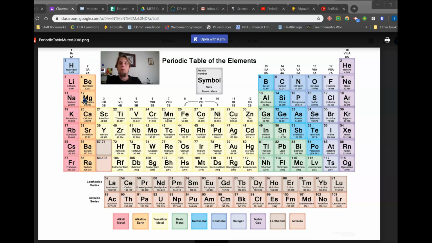Look at magnesium, atomic number 12. Remember, atomic number is that number up here. So if it has 12 protons, it means it probably also has 12 electrons, and that's true.